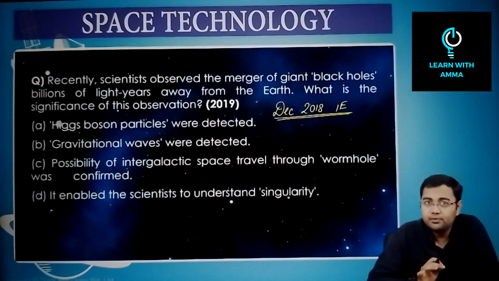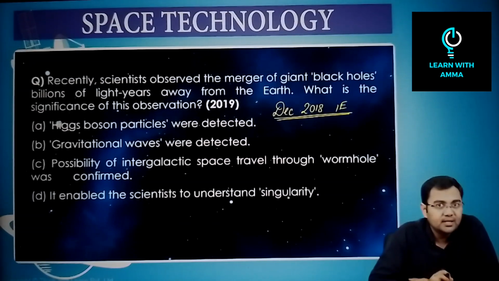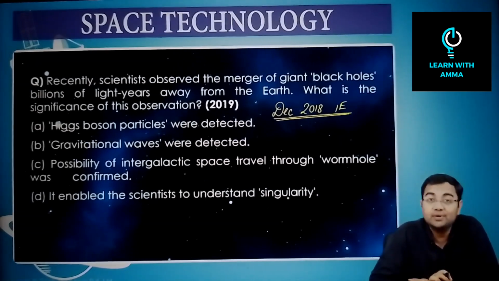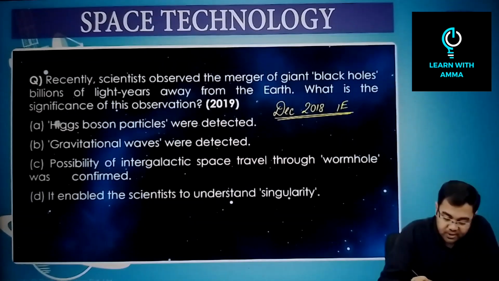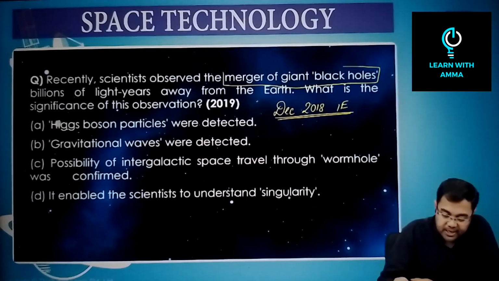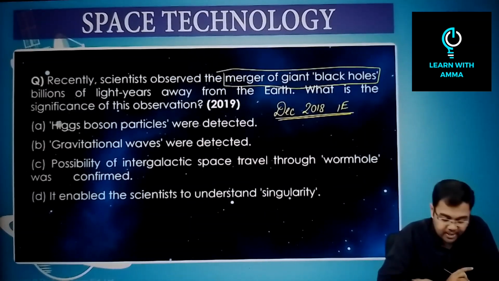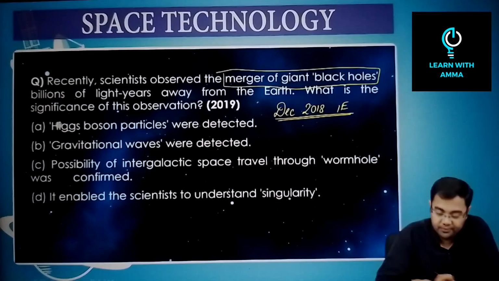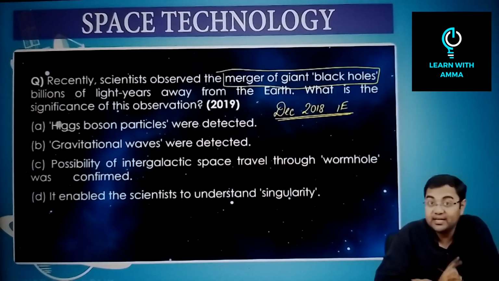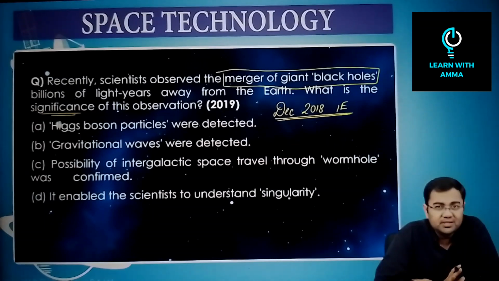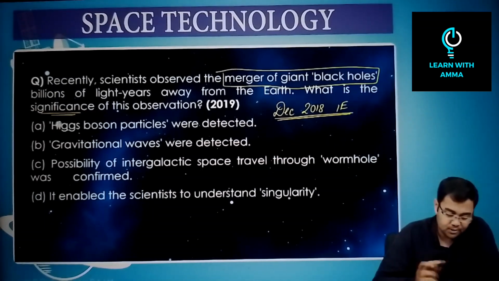Even if you haven't, just look at the keywords, the key phrases that you have in this question. Scientists observed merger of giant black holes. Merger of giant black holes, billions of light years away from the Earth. What is the significance of this observation? What will happen due to merger of black holes? Gravitational waves, one of the options could be there.